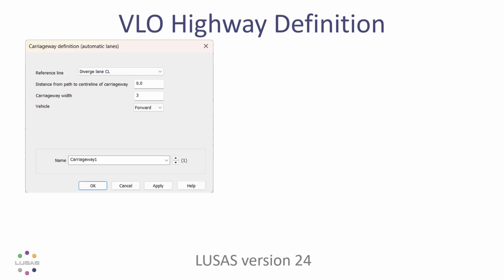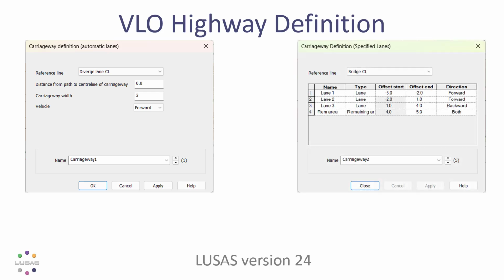From LUSAS version 24, you can now predefine your carriageway and store it for repeated use. Your carriageway can either use automated lane divisions, where you define total width and VLO will determine the lanes, or specified lanes, where you can specify the exact location of individual lanes and any remaining areas.